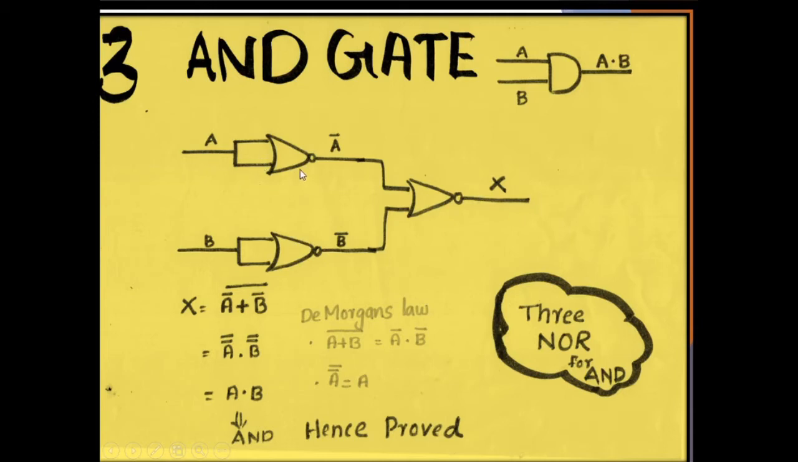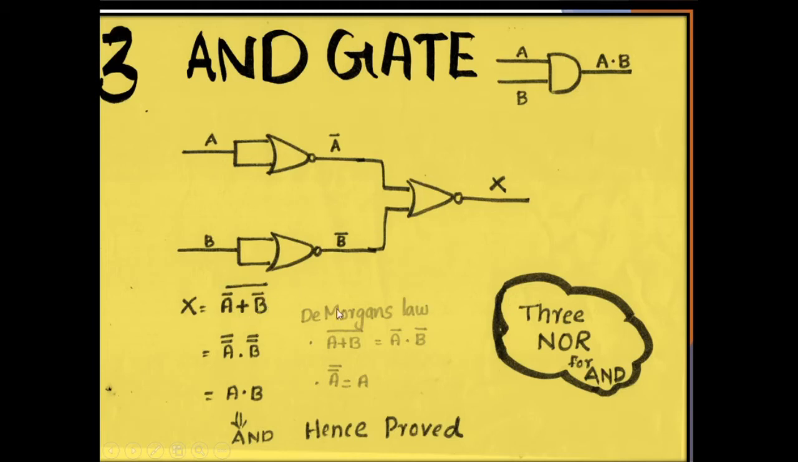By inverting the inputs A and B with two NOR gates, we obtain A bar and B bar. This A bar and B bar is the input to the third NOR gate. Third NOR gate, what will be the output? X. X is equal to, here NOR is the operation, input is A bar and B bar. So X is equal to A bar plus B bar whole bar.